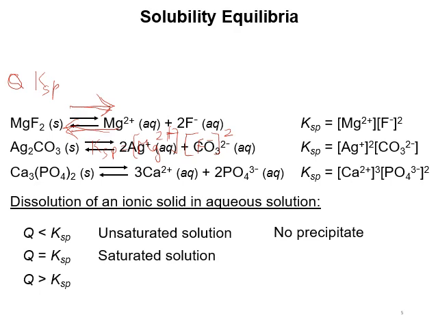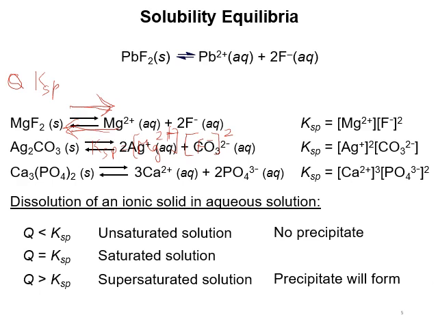Whenever Q is greater than Ksp, it is going to produce a saturated or a supersaturated solution, and it's going to produce more precipitate. Why? Because the reaction is going towards the left, towards the reactants. All right. Hopefully this makes sense. This is a very similar concept to chemical equilibrium.